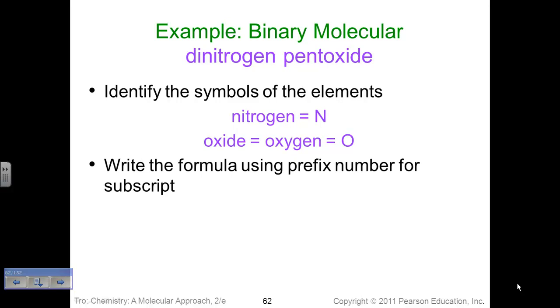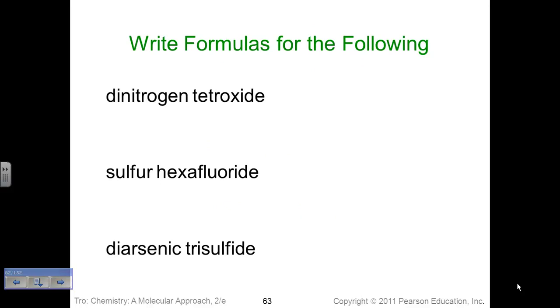Now listening to those prefixes, let the number come from the prefix into your chemical formula. The prefix di telling us 2, the prefix penta for 5. And putting it together, we get a chemical formula, N2O5, dinitrogen pentoxide. PowerPoint went a little slow there for me. N2O5, dinitrogen pentoxide. So very easy, just listening to the prefix to let you know how many of each there are.